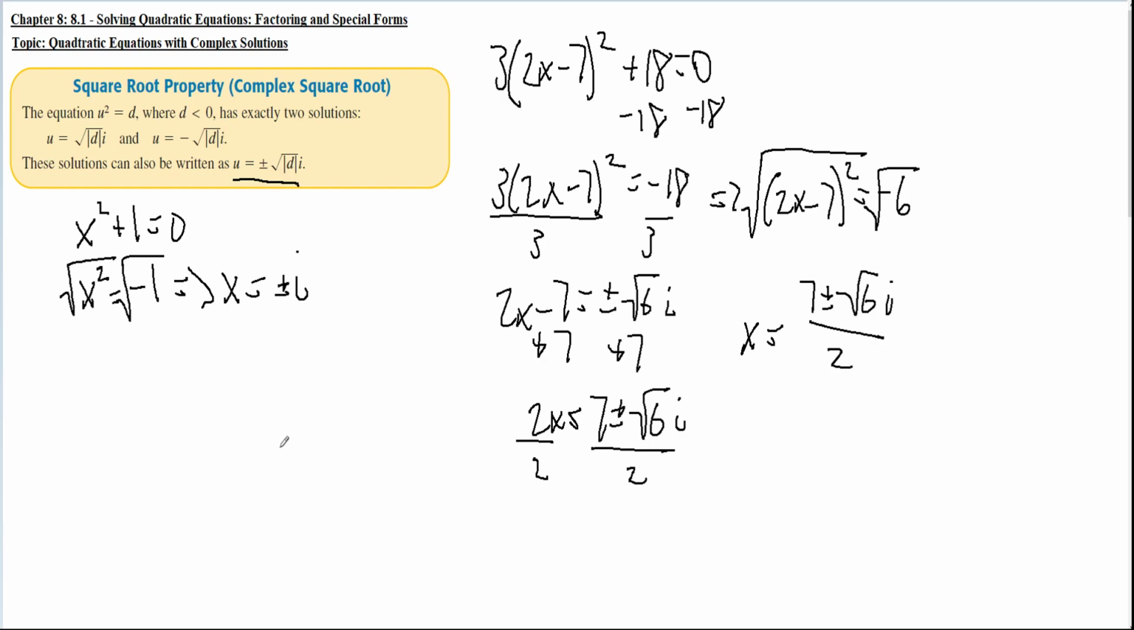Okay, that does it for this topic. The next one will be the final topic for this section, and it's equations of the quadratic form. And what that deals with is irregular quadratic equations and then an application.